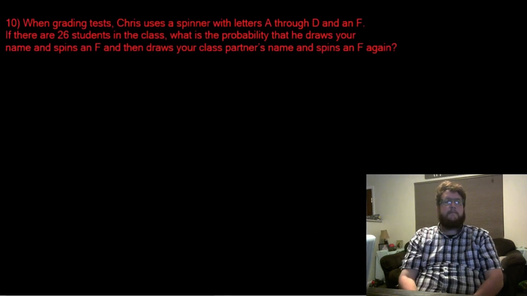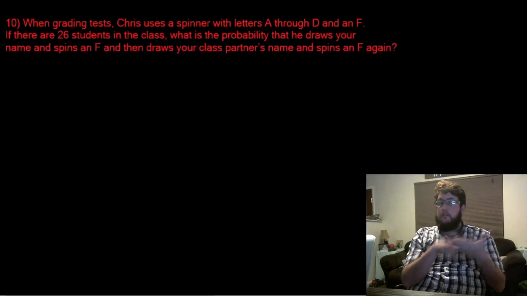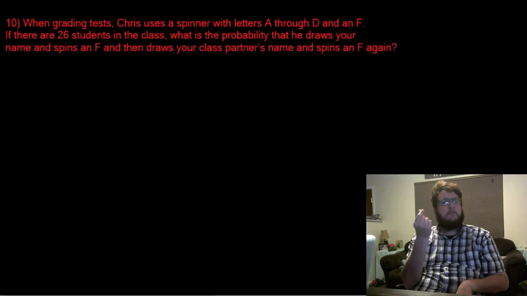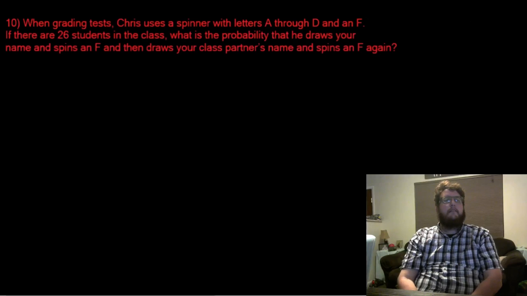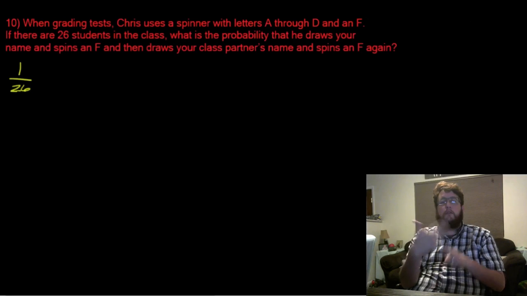Alright, number 10. When grading tests, Chris used a spinner with the letters A through D and F. If there are 26 students in the class, what is the probability that he draws your name and spins an F, and then draws your class partner's name and spins an F again? So, the first probability is drawing your name out of the 26 students. There are 26 possible students. You are one of them.